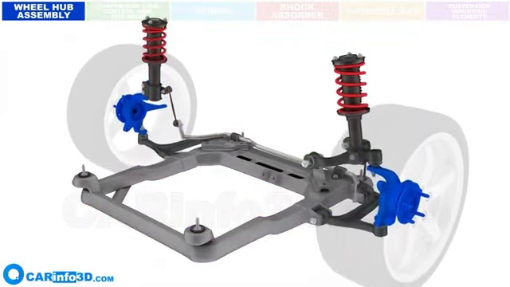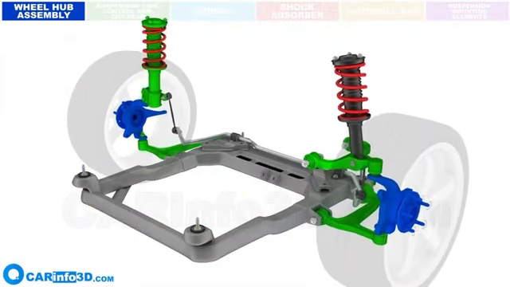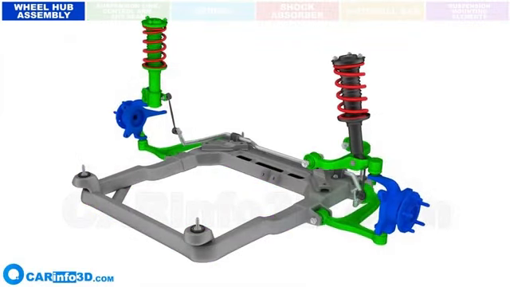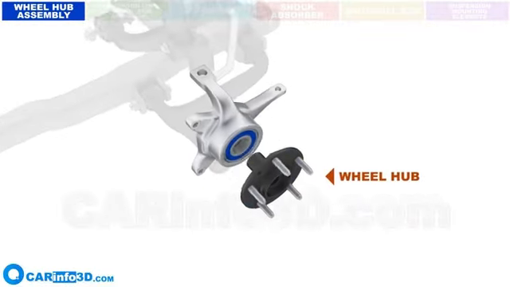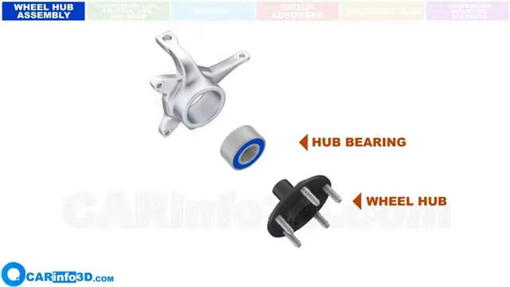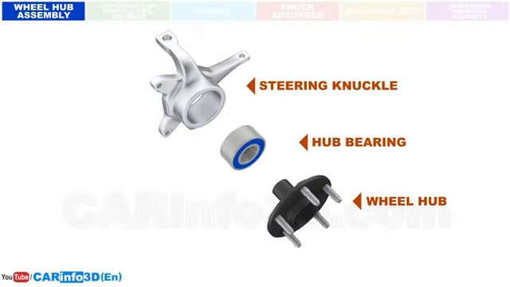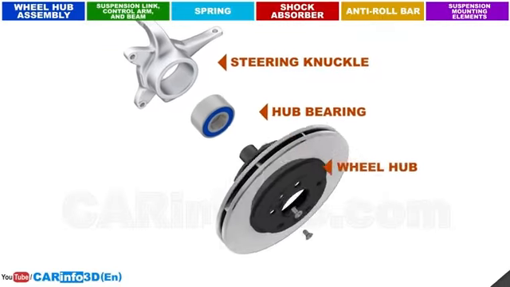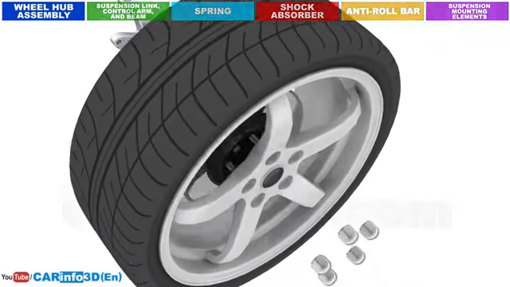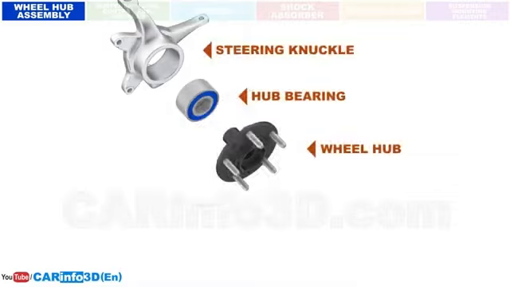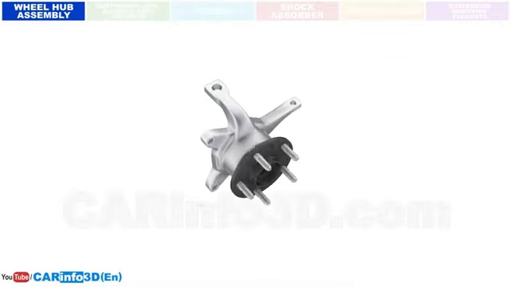Wheel hub. The wheel hub joins the wheels to the control arms, enabling their rotation. You can see a wheel hub and a hub bearing installed in the steering knuckle. The hub is attached to the brake disc and the wheel and is mounted on the steering knuckle via the hub bearing, allowing the wheel to rotate.